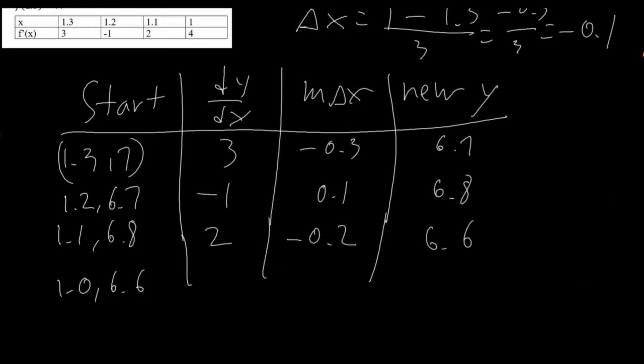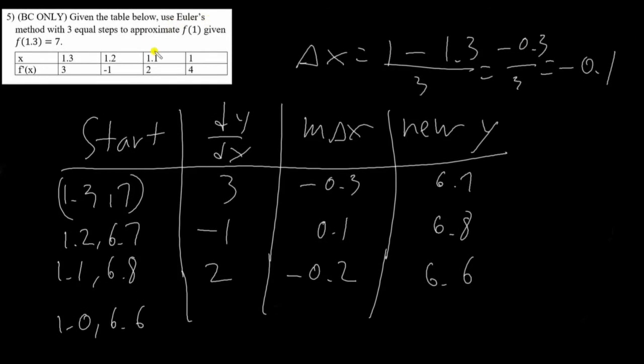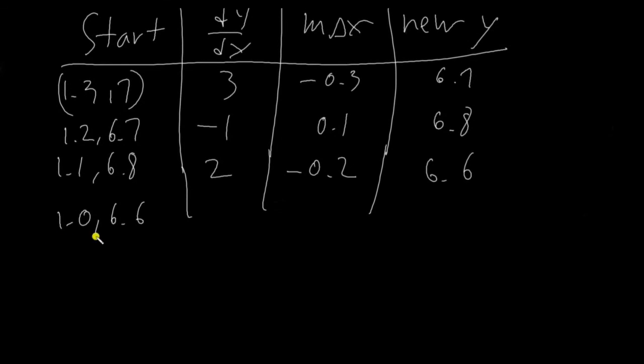Remember what the question asked us to do? It said to use Euler's method to approximate f of 1. Well, I think we just did that. We said the y value is going to be approximately 6.6. So that's our final answer. f of 1 is approximately 6.6 using Euler's method with 3 equal steps.